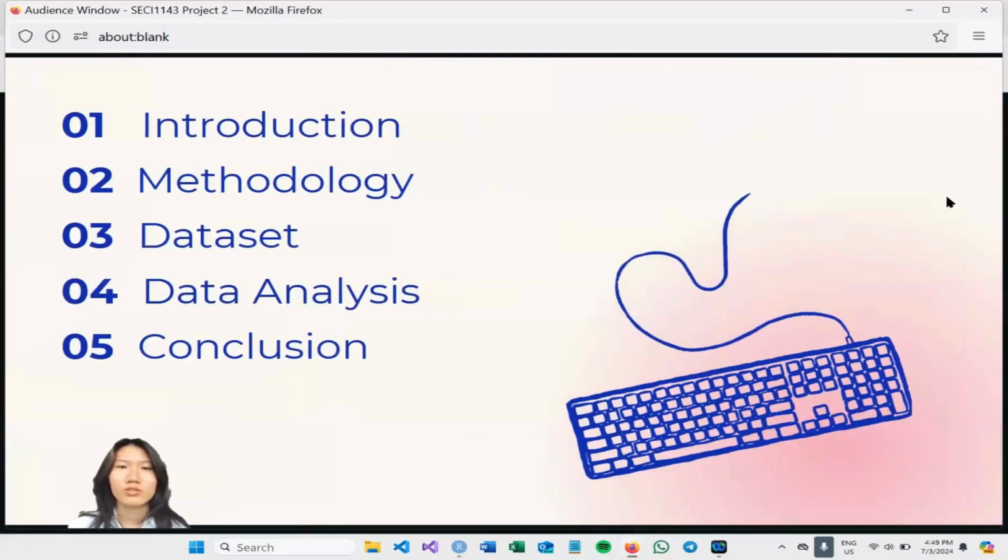This presentation covers 5 parts. The first one is introduction, followed by methodology, data set, data analysis, where we will conduct 4 hypothesis tests, and the final one is the conclusion.